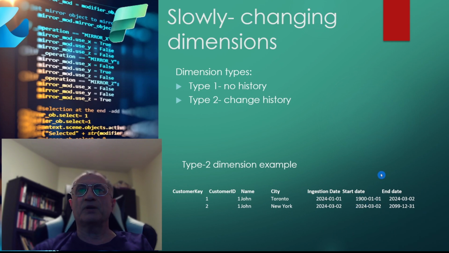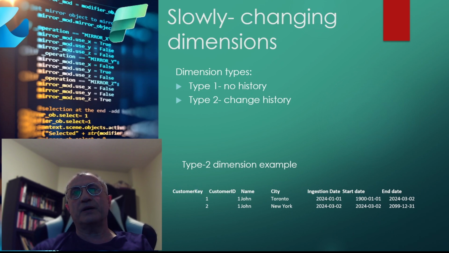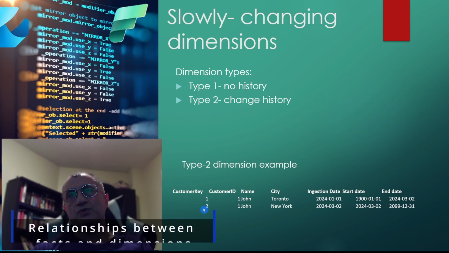Type 2 dimensions also would contain so-called surrogate keys, which are generic keys that are generated during your ingestion to the lakehouse. So surrogate keys will be your unique keys identifying each row, and even though some of the customer IDs could be the same, so in this case we have two rows with the same customer ID, your surrogate keys will always be different, so that will be unique.